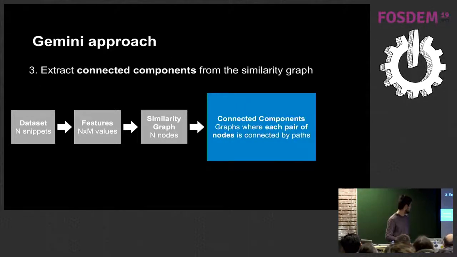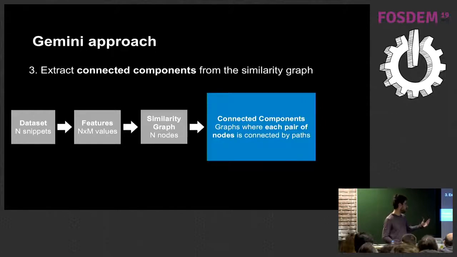So the third step is, out of this huge graph, the most interesting parts of this graph are groups of the graph which consist of files which are all connected one to each other, either directly or indirectly through hops. So this is, in graph theory, called connected components, and we extract this from the graph of similarity that we've created.